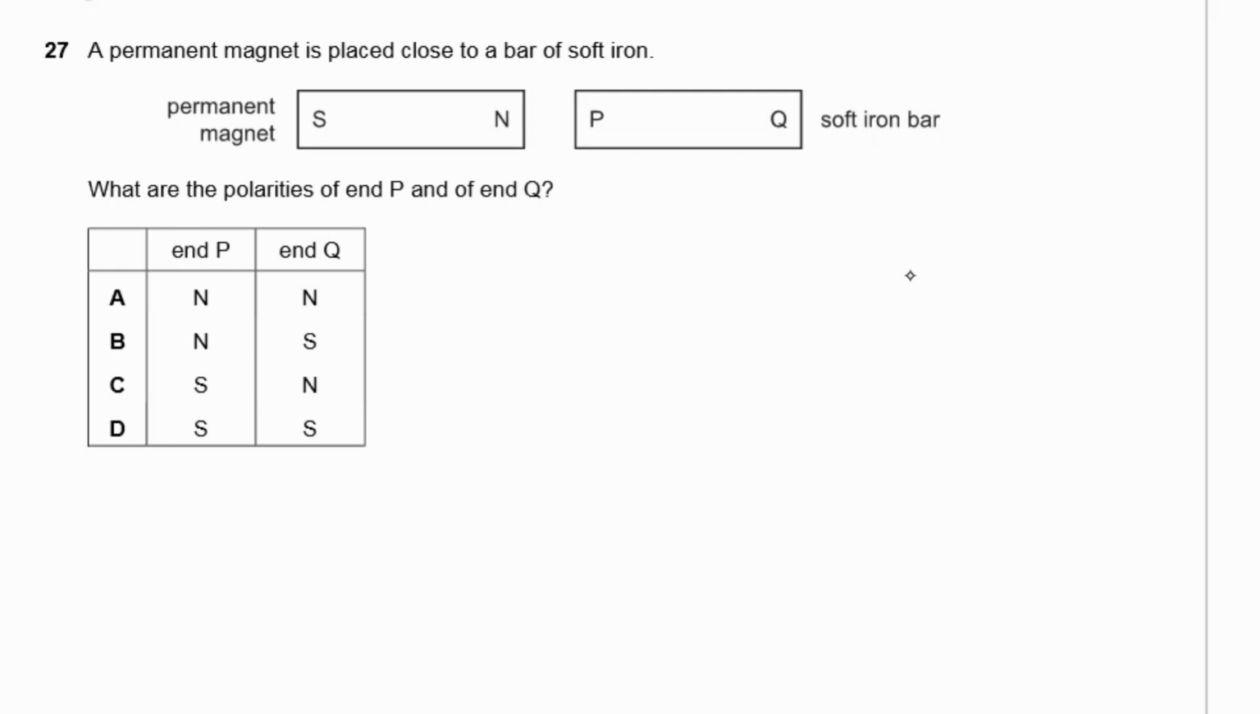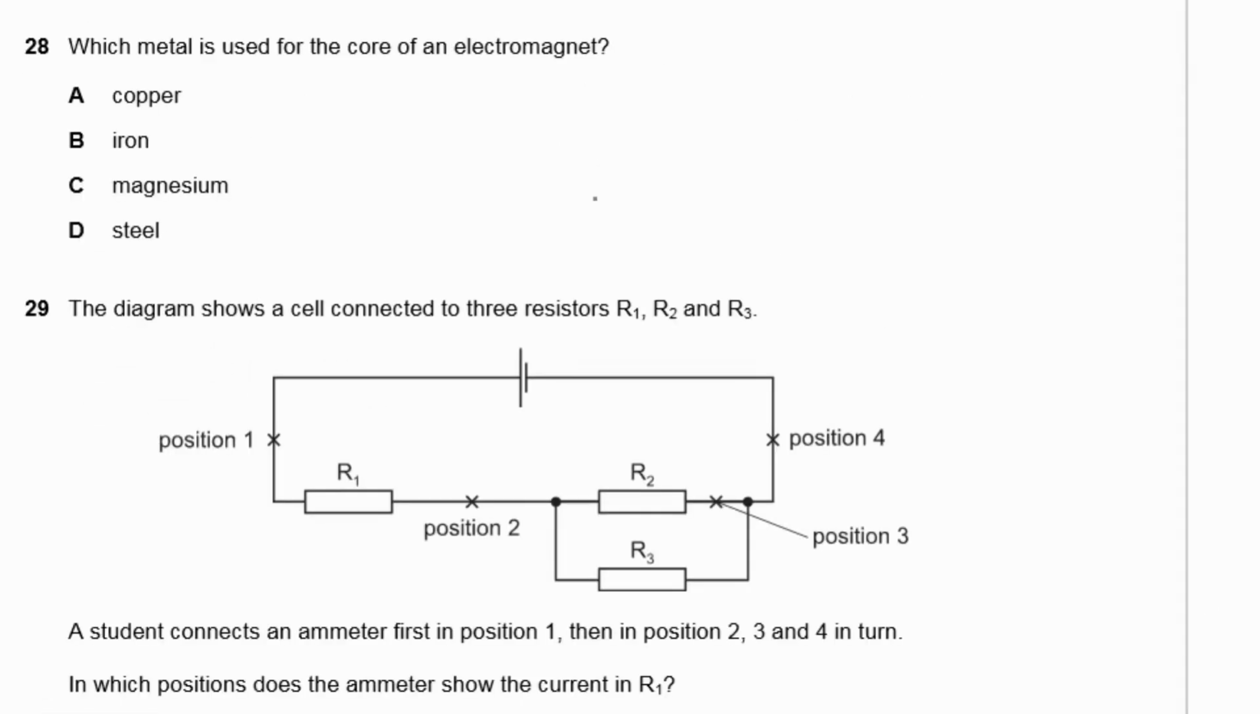A permanent magnet is placed close to a bar of soft iron. What are the polarities of end P and end Q? Alright, basically the soft iron on the right hand side is going to become magnetized, and it's asking which side is north and which side is south. Okay, so in order for it to be attracted, as it would be, this is going to be a south, this is going to be a north, so P should be south, and end Q should be a north. There we go. That's it. C. Question number 28.